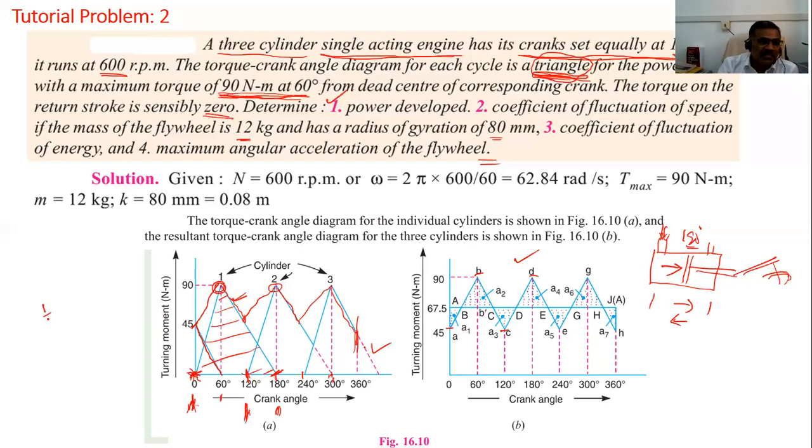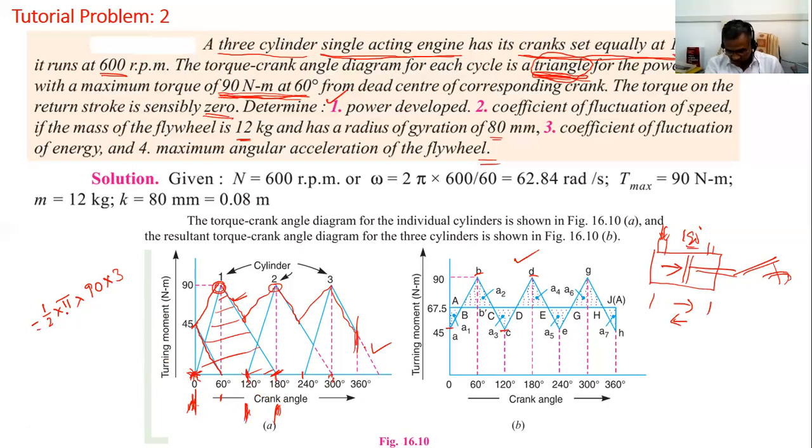That is half into, what is this angle? This is 180 degree, that is pi. Half into pi into height. What is the value of height? It is 90. So this is the work done of one cylinder. I want for three cylinders. So this will give the work done.